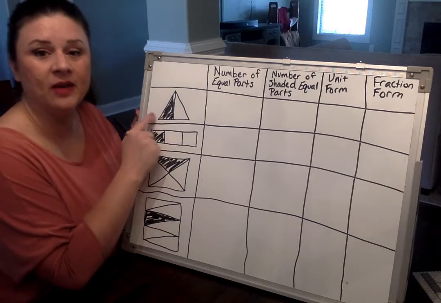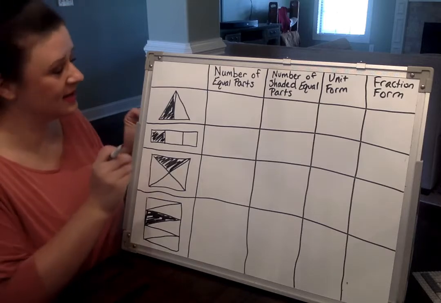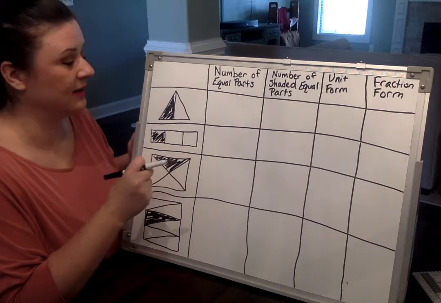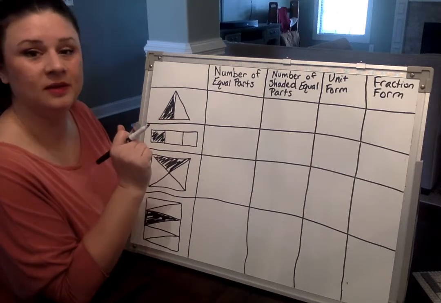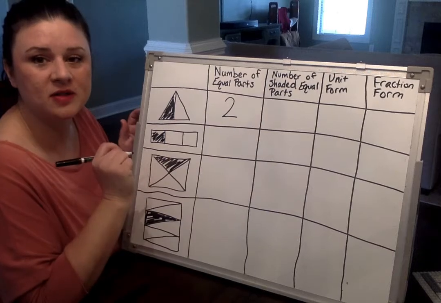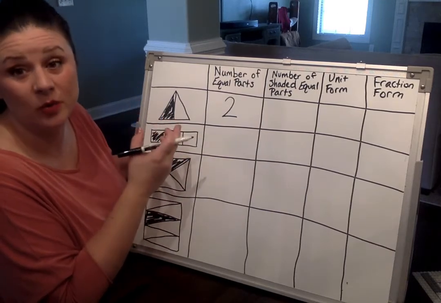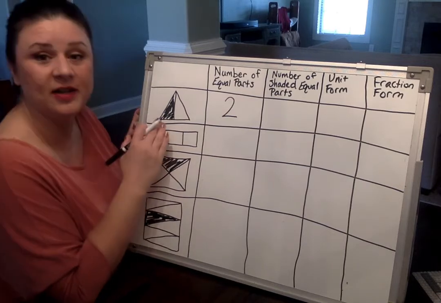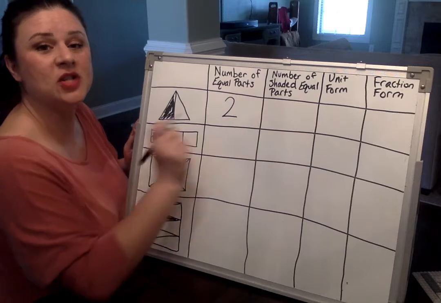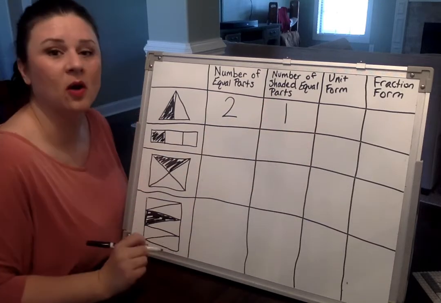Here I have a triangle, and remember, Miss Kent, I didn't get a ruler out and measure this, so it's not going to be precise, but I did the best I could freehand. Here I have a triangle. There are two equal parts. Now, are they 100% equal? No, I didn't get a ruler, but it's the best I could do to make this equal freehanded. Number of shaded parts: I have one shaded part.